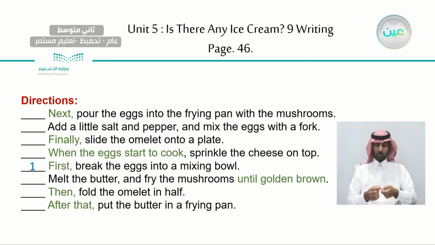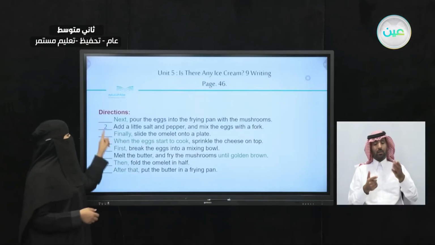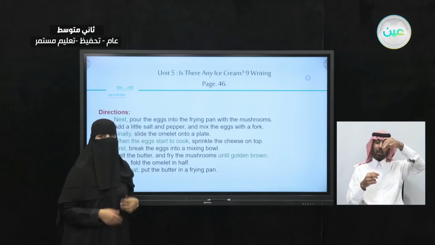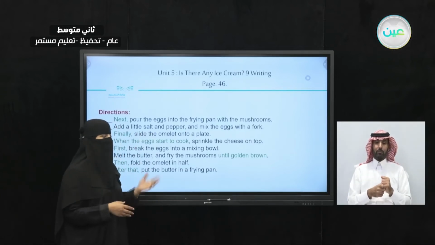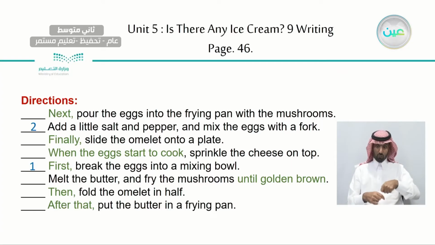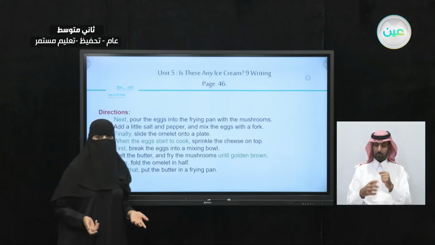Now, let's take a look. So the first one, break the eggs into a mixing bowl. Now, after putting it in the mixing bowl, what are you going to do? Add a little salt and pepper and mix the eggs with a fork. So now, can you do this like finally? Adding the salt and pepper and mixing the egg as a final step? No, you can't. You can't put it as a final step because finally you will have the recipe. You can't mix the recipe and ruin it, right?